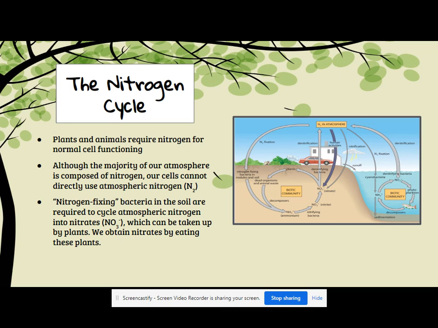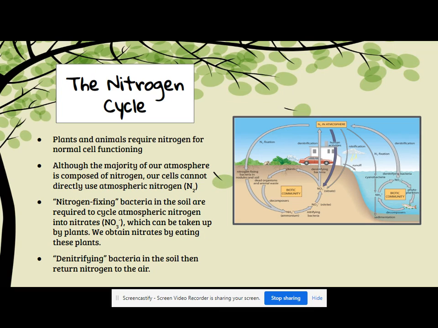So if an animal eats grass and we eat that animal, inadvertently, if we eat a steak, we're getting the nitrogen from that animal that it got at one point or another from plant matter. And plant matter got that nitrogen from bacteria. Bacteria create nitrates. Very cool.